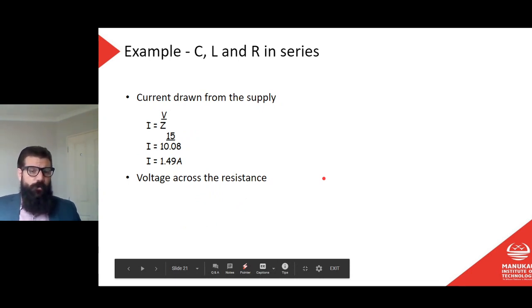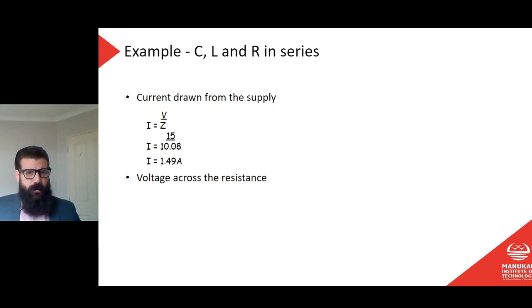Okay, current drawn from the supply. Well, this one is easy because we're just going to do I equals V over Z, so just the normal Ohm's law. Current equals total voltage, which was 15 volts, divided by total impedance, 10.08. So our current will be 1.49. And that will be present if it's a series circuit. The current will be the same, measured the same at any point in the circuit. Therefore, if I want to work out the volt drop across any of the individual components, I would use that current, because the current will be the same everywhere.